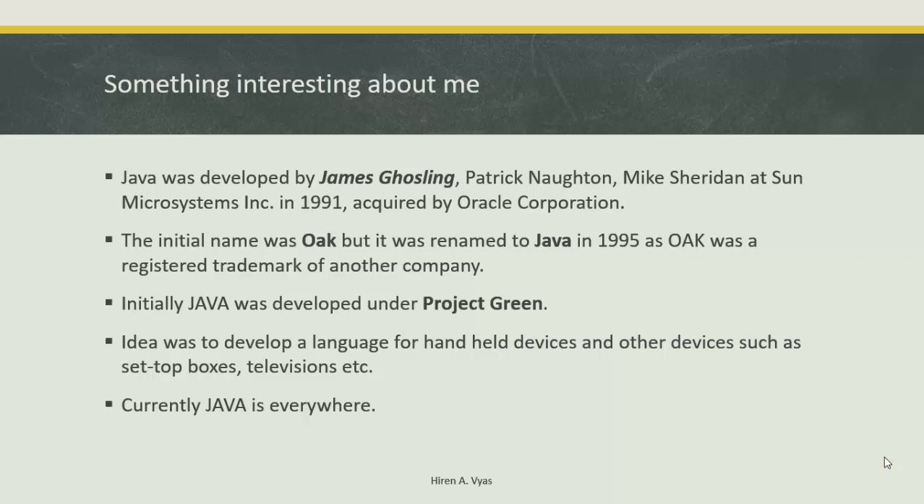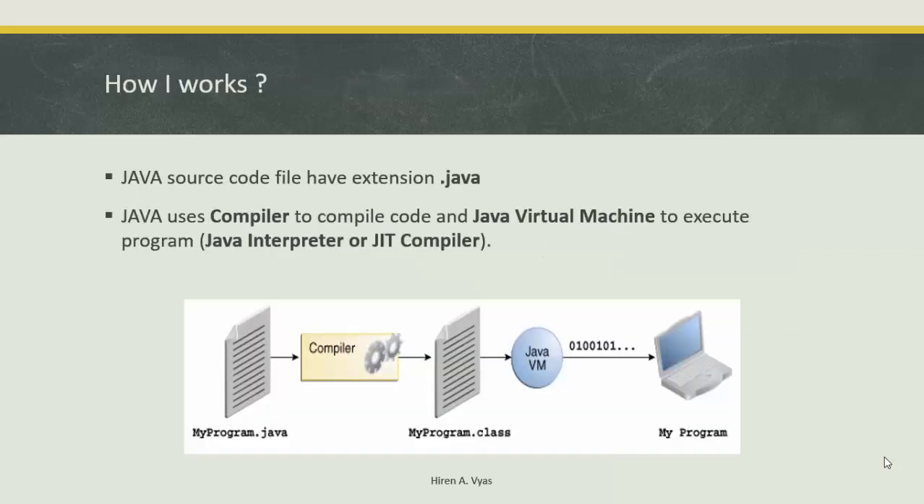Initially the team working on this project was known as Project Green, and the idea behind developing this language was to create a programming language for handheld devices or embedded devices such as set-top boxes, televisions, PDAs, and many more. And as a fact, today Java is everywhere. Now let's see how Java works.